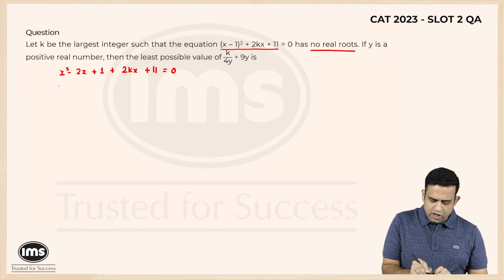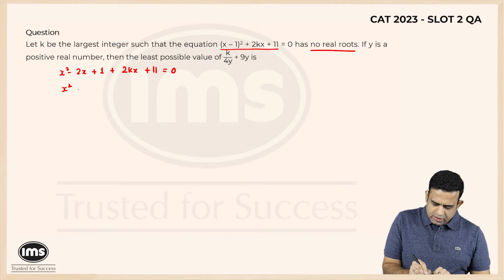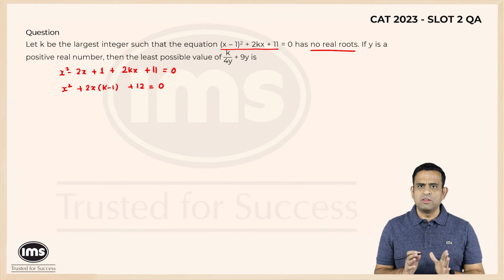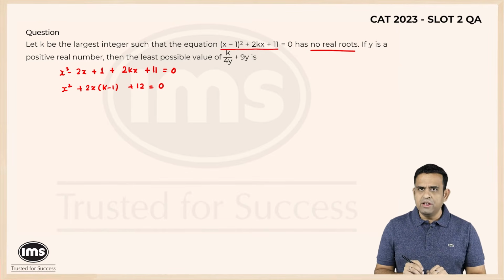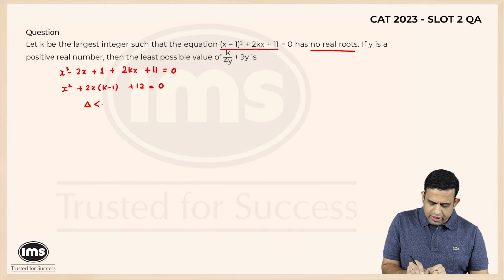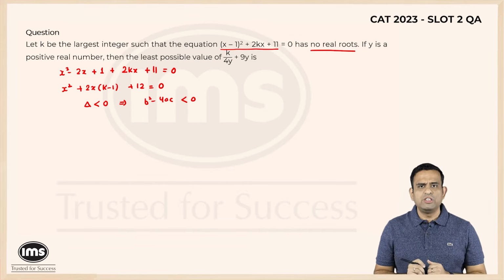And this equation will now become x square plus 2x common, (k minus 1), plus 12 equals 0. So in this particular case, we have got the quadratic in the form of ax square plus bx plus c, and since we don't have any real root, the discriminant needs to be less than 0. So one can say that delta needs to be less than 0, which implies b square minus 4ac needs to be less than 0, where a, b, c are the coefficient of x square, coefficient of x and constant term.